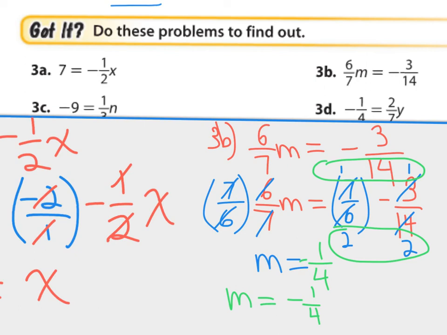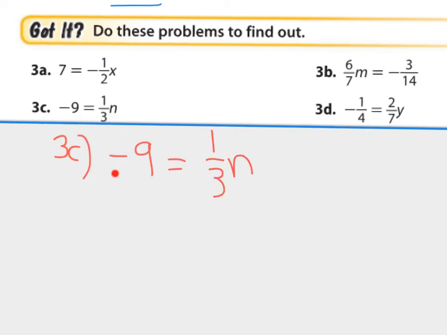Okay, now we have 3C. Negative 9 equals 1/3 of n. So 1/3 of a number is negative 9. So I can see that this was going to be negative 27. Again, because 1/3 of a number, we're saying that this is one part of 3 parts of a number. So you'll see what I mean in a minute. So 1/3 of a number is negative 9.